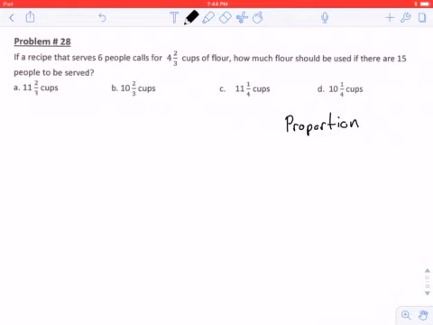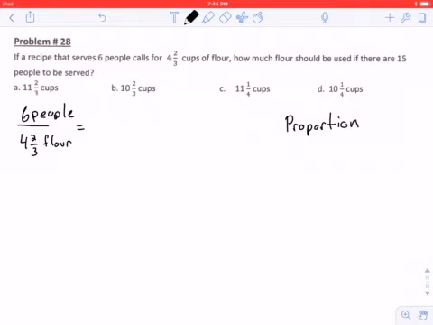Let's set up this ratio. 6 people call for 4 2/3 cups of flour. And they are asking me how much flour should be used. This is the part where I'm going to set up the proportion.